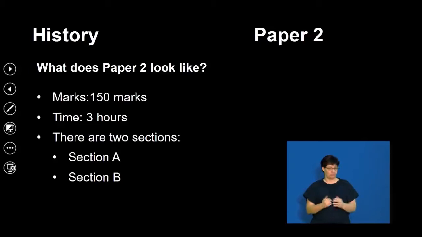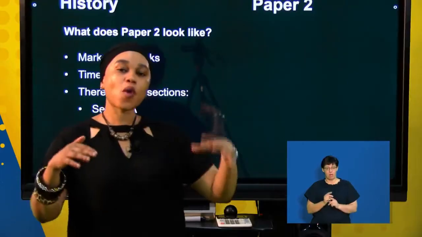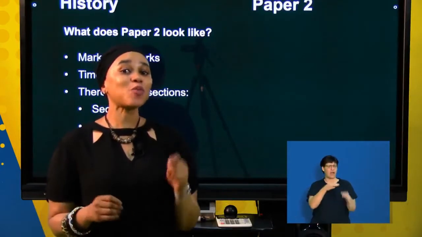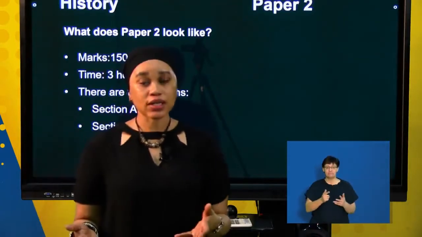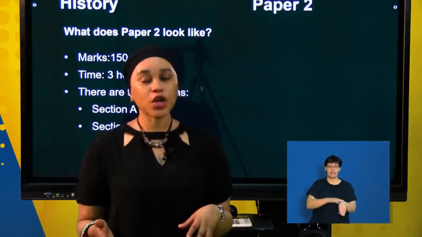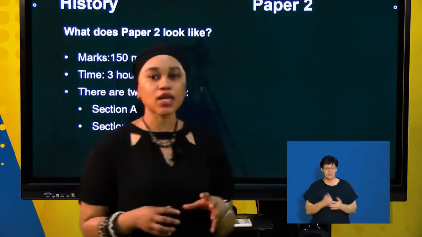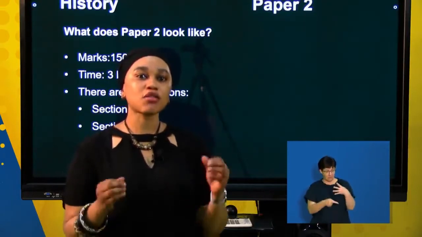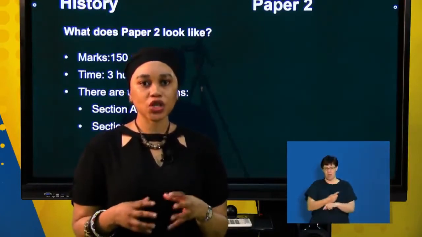So if we look at how the paper looks, it is out of 150 marks, it's 3 hours long. And there are 2 sections, section A and section B. I will give you a breakdown of what each section consists of, but you have to be mindful of the time because you don't want to go over time or not be able to answer all the questions because you have not planned your time properly. Now, as you will see when I give you the instructions, you're expected to answer 3 questions. So the suggestion is that you spend an hour per question.